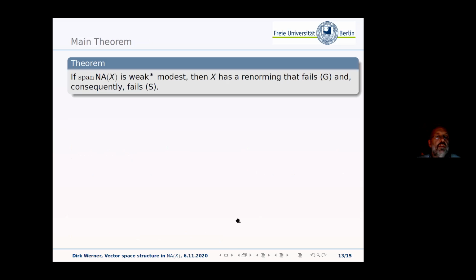So here's the main theorem now. If the span of the norm-attaining functionals is a subspace that is weak star modest, so it sits next to an operator range, then we have a renorming that fails the Godefroy condition and consequently fails the Singer condition. And it is with this condition that the outline about the wish list really works. Okay, this renorming will be called a read norm, fine.